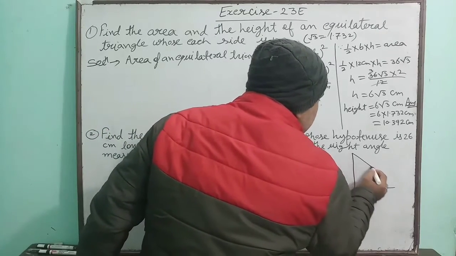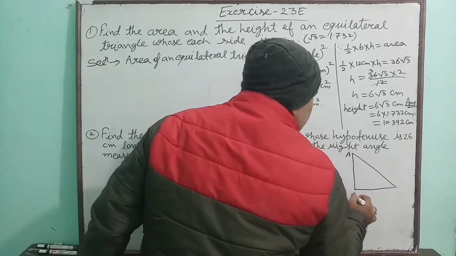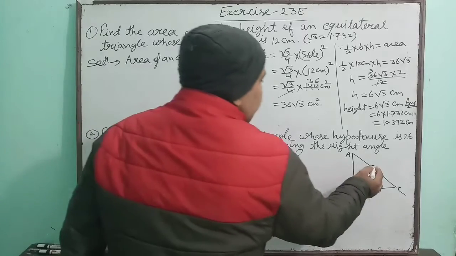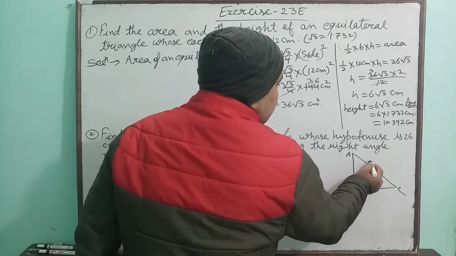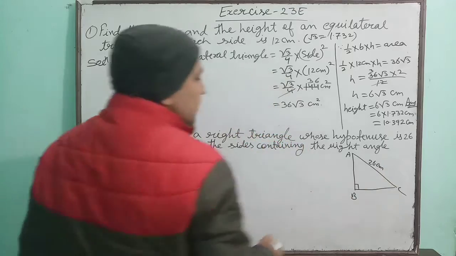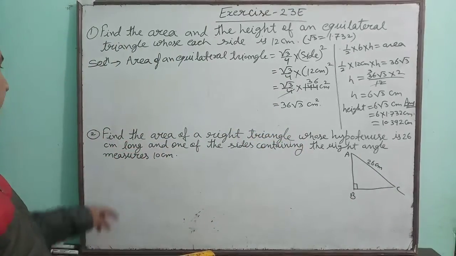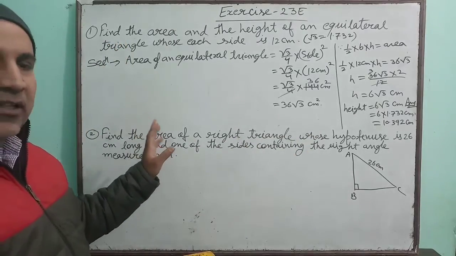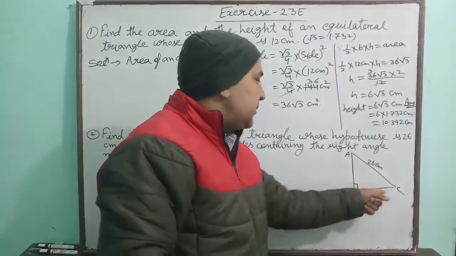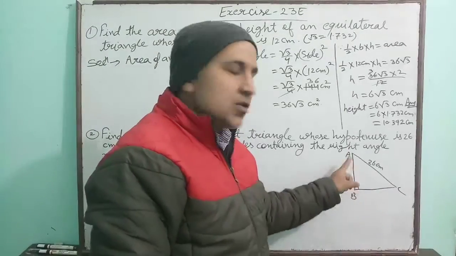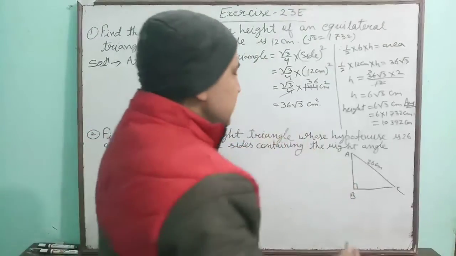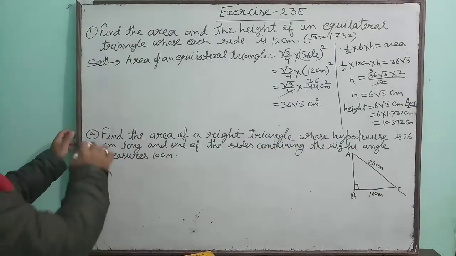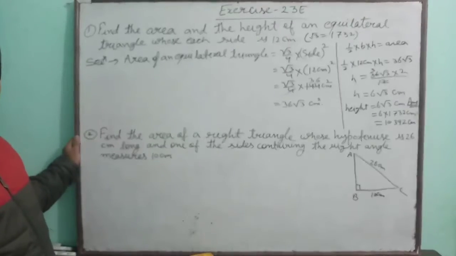See children, suppose this is the right angle triangle ABC, where angle B is 90 degree. We know that the side in front of the 90 degree is called the hypotenuse. So this is 26 centimeter. And one of the sides containing the right angle measures 10 centimeter. There are two sides AB and BC which are making the right angle. So out of these two, any one is 10 centimeter. So suppose BC is 10 centimeter. Then we have to find the area of the triangle.